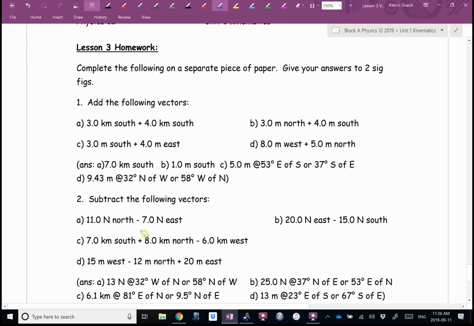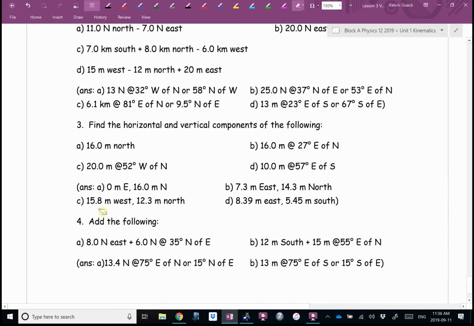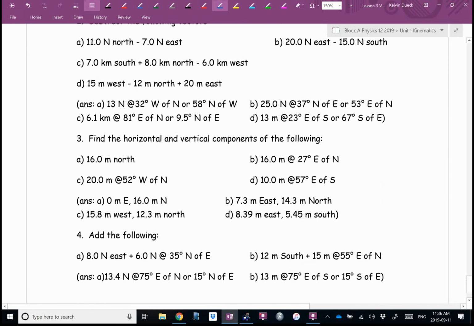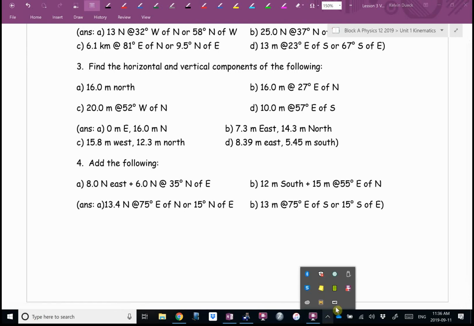Some of these start out fairly easy. 3 kilometers south plus 4 kilometers south. 7 kilometers south. But then we start to get into the vector math. And there are a few that don't have right angles. When I look at number 4, ugh. Ugh. So try just these 4 questions, okay? You have the remainder of class, my angels.